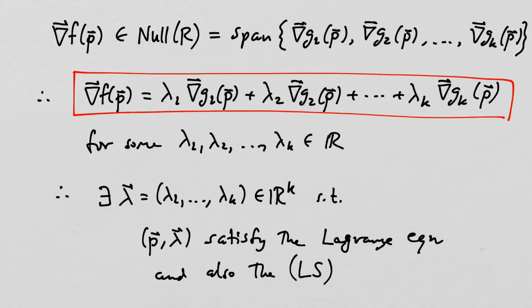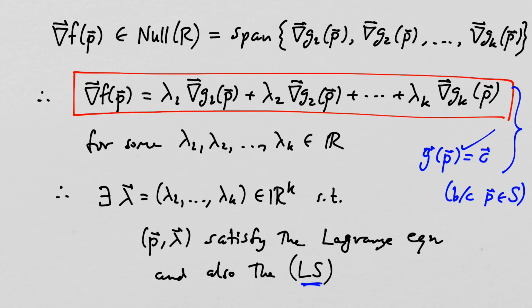Because what's the second equation in the Lagrange system? The second equation in the Lagrange system is simply the constraint equation, which we know is true, because P is in the set S, the constraint set. So you see, we have both conditions for the Lagrange system. That means P satisfies the Lagrange system, and that was precisely what we needed to prove. That was our burden of proof.